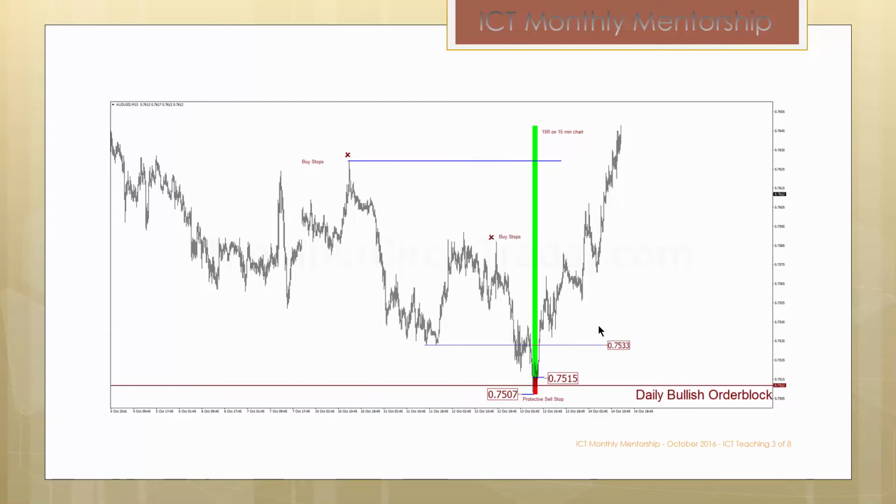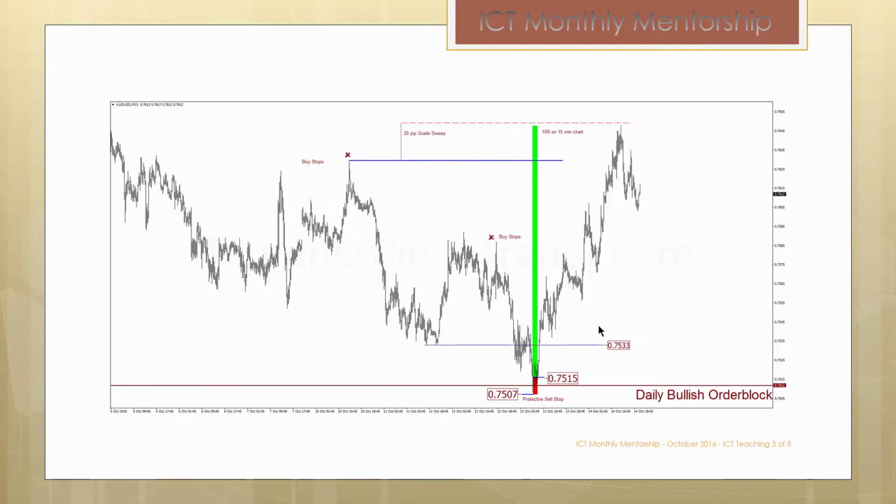But let's just say we framed the trade with a little bit more than that. Say we used a little bit more comfortable stop. Say it was a 20-pip stop. Could that still pay out in handsome rewards? Why wouldn't it?